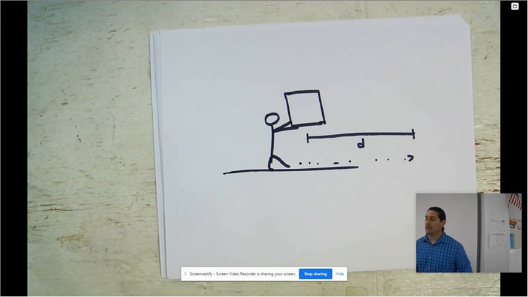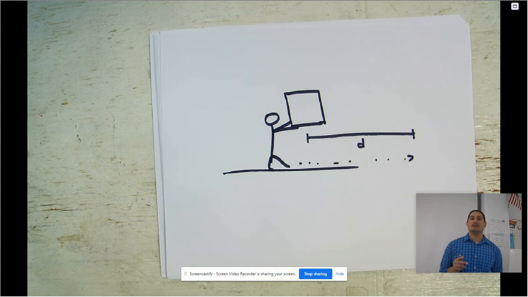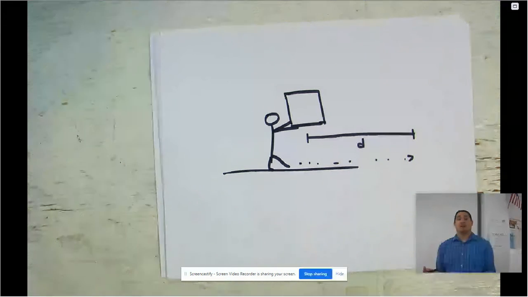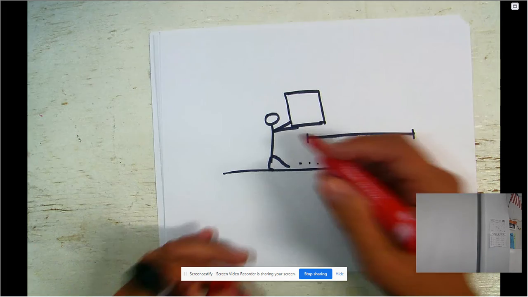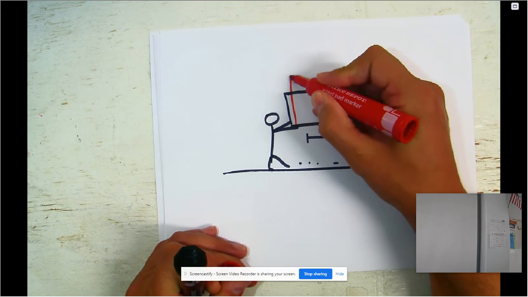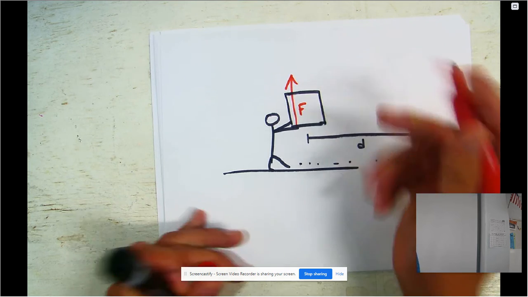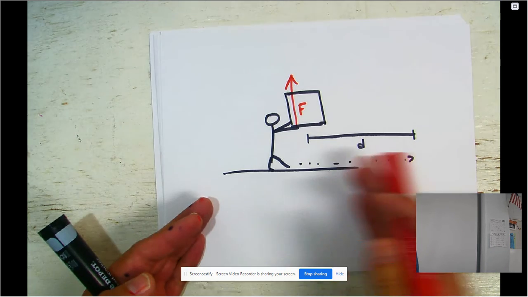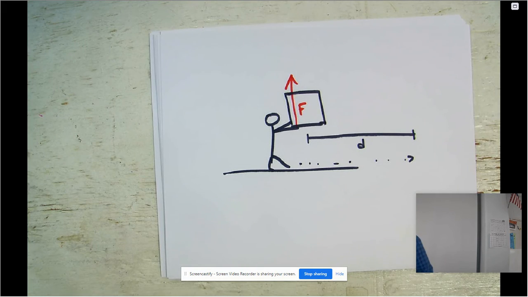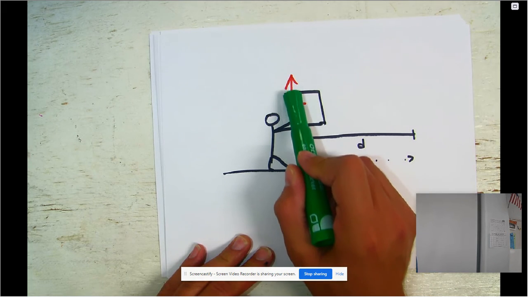Okay. Now, think about this. What direction is the force on that box? If I'm holding the box up, I'm not pushing the box forward, I'm holding the box from underneath. So if I'm holding the box from underneath, what direction is that force? That force from my hands is in this upward direction. So I'm holding the box up, right, as I walk across the floor. So if you'll notice, the force is in an upward direction.